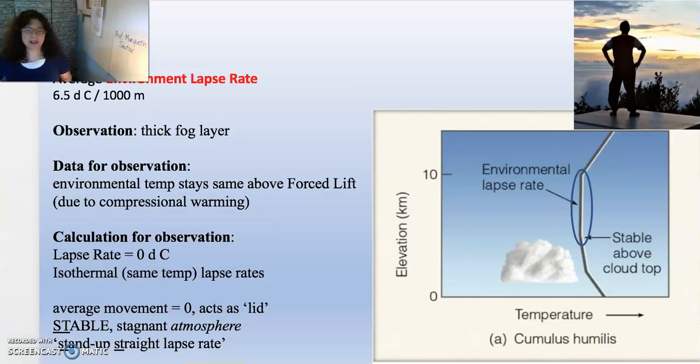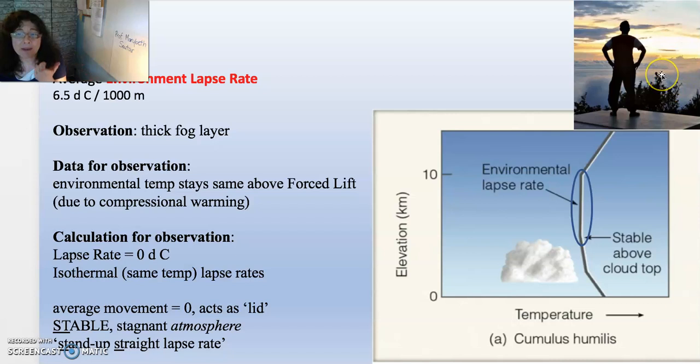When we look into another type of stable atmosphere, we may observe this, a thicker fog layer. In other words, this man is on the top of a mountainside looking down on a very thick layer of clouds. You can generally see through smog. In this area, you can't see through these clouds. This is a thick fog layer.